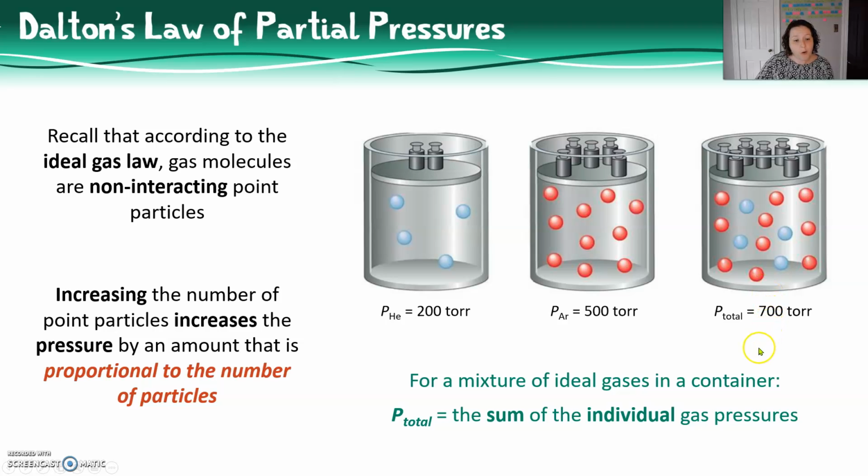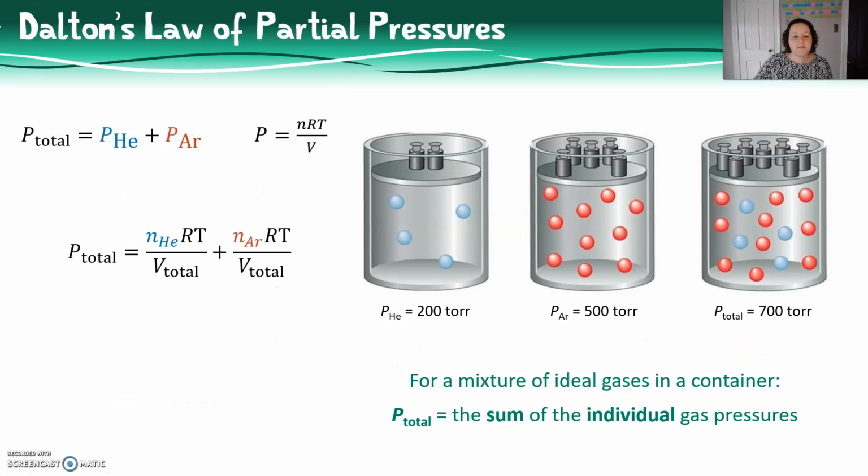So, when calculating the partial pressure of a gas in a mixture, you only need to consider the total volume that the mixture is contained in, the temperature, and the number of moles of the gas you're interested in. For this mixture, Dalton's law of partial pressures gives the following equation, which states that the total pressure of the mixture is equal to the sum of the partial pressures of the helium and the argon gases. And the ideal gas law tells us that the partial pressure of each gas in the mixture is equal to the moles of gas times the ideal gas constant times the temperature divided by the total volume of the mixture.